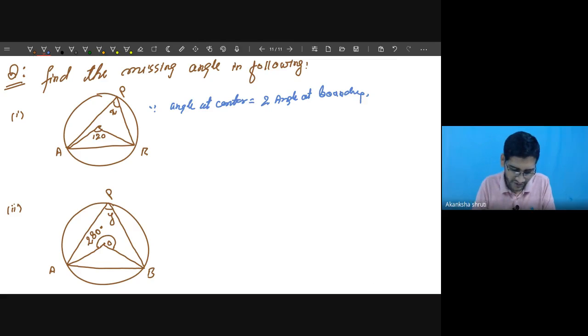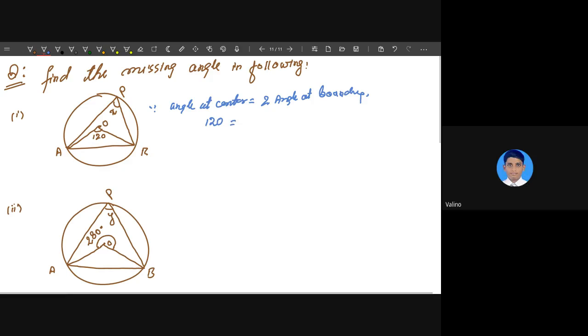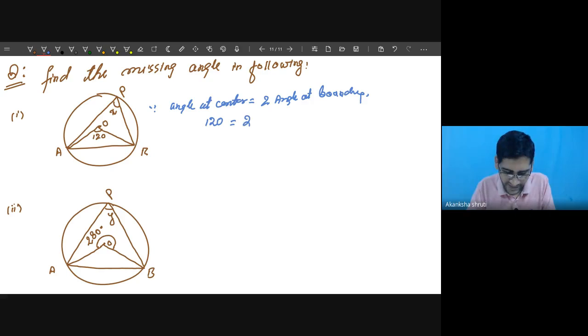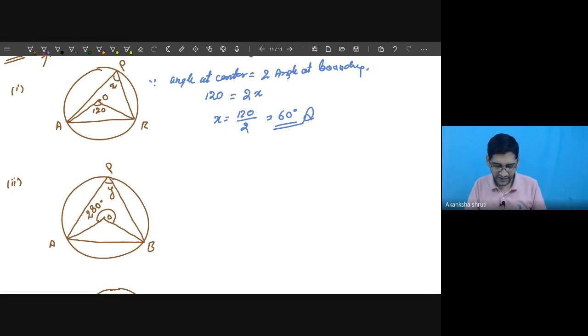This relation we are going to use. At the center O, what is the angle? The angle is 120 degrees, which is equal to twice the angle at the boundary. We have denoted it by x. So x is equal to 120 by 2, which is 60 degrees. It's so simple.